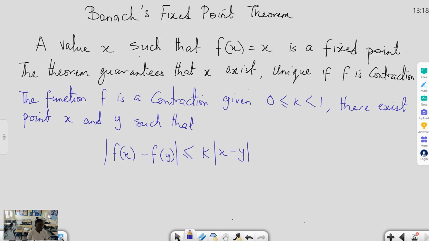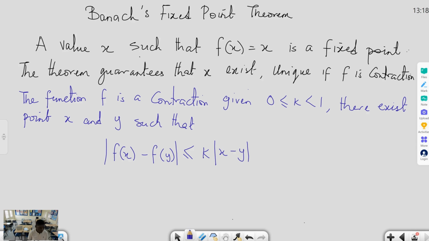Alright guys, let's talk about Banach's fixed point theorem. The theorem is all about a value which exists, is unique, and happens to be the fixed point of a function that is contractive in nature. So we say a value x such that f of x is equal to x is a fixed point of that function. The theorem guarantees that x exists, it is unique, and it only happens if f is a contraction.